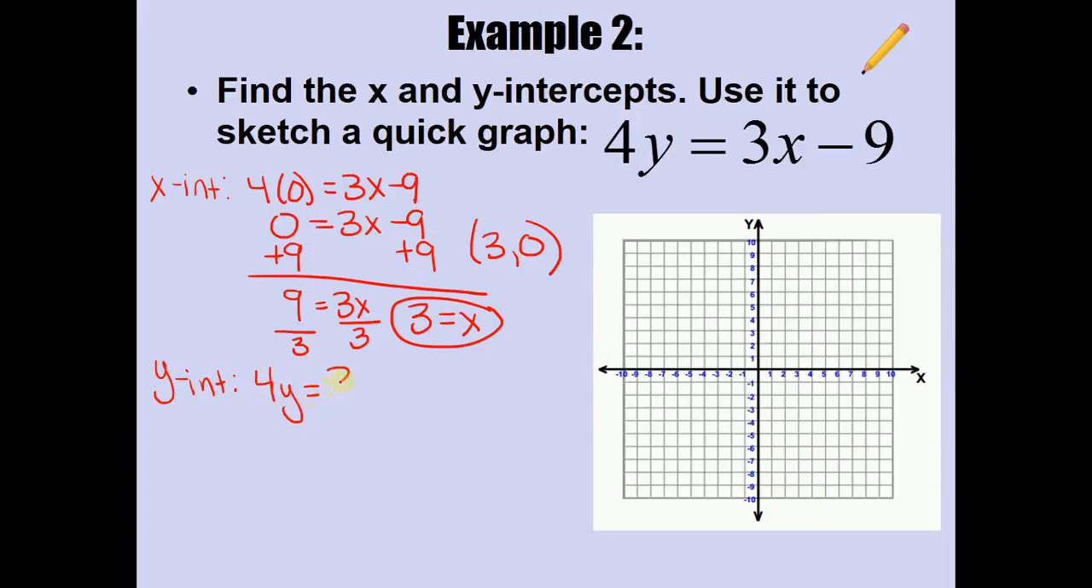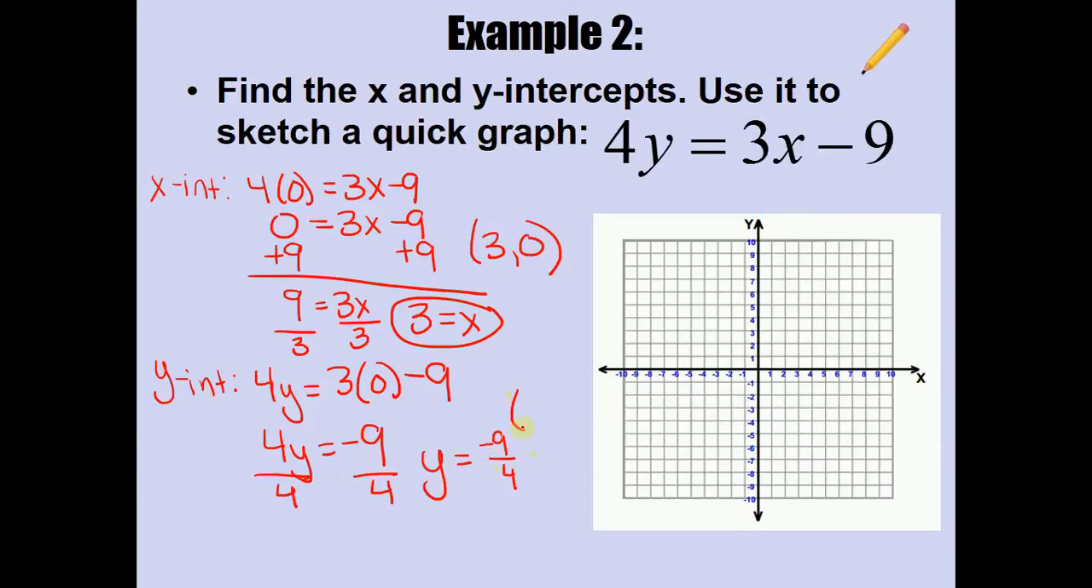4y equals 3 times 0 minus 9. Because remember, if you're finding your y-intercept, you're plugging in 0 for your x. So I get 4y equals negative 9. I divide by 4 on both sides. We're going to get y equals negative 9/4.